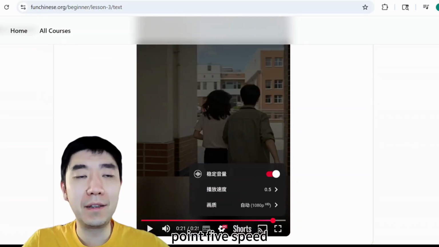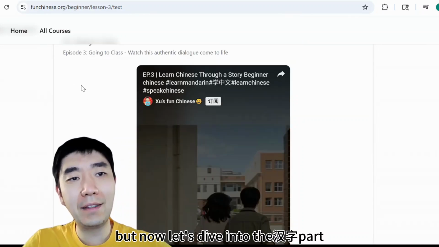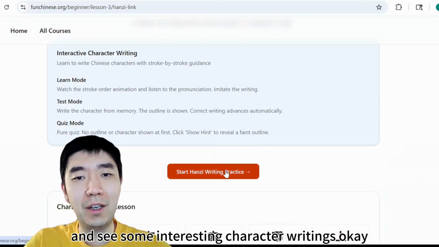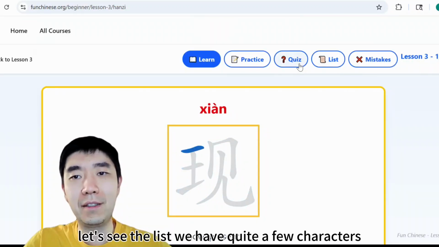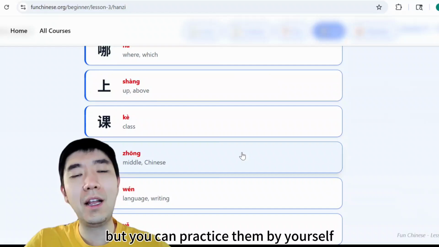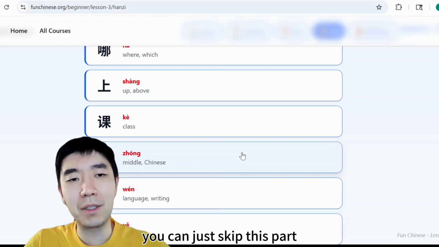Okay, you can practice afterward when you listen to them, and maybe play them at 0.5 speed. But now let's dive into the 汉字 part and see some interesting character writings. Okay, let's see the list. We have quite a few characters, but you can practice them by yourself, or if you don't want to learn how to write them, you can just skip this part.